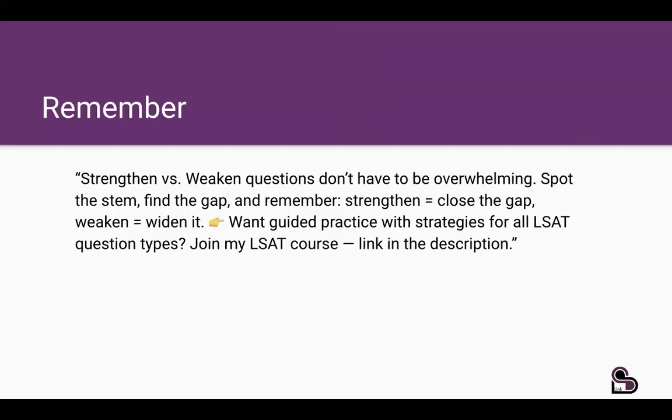So remember, strengthening versus weakening questions don't have to be overwhelming. Spot the stem, find the gap, and remember: strengthening questions equal closing the gap. Weakening questions equal widening the gap.